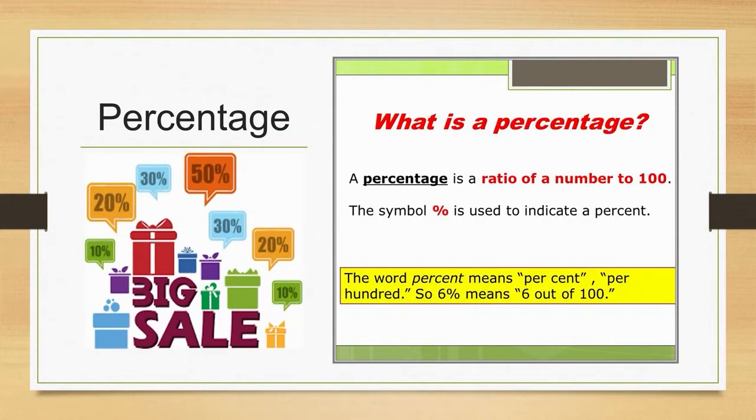What is a percentage? A percentage is a ratio of a number to 100. The symbol that we all should know by now, as seen on the screen, is used to indicate a percentage. That is a backslash with the 2 zeros there. The word percent means per cent, per 100. So when we say 6%, it really means 6 out of 100.